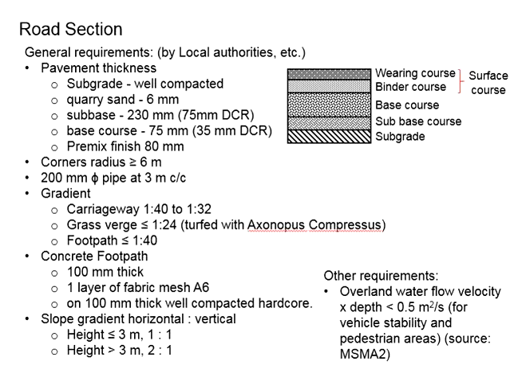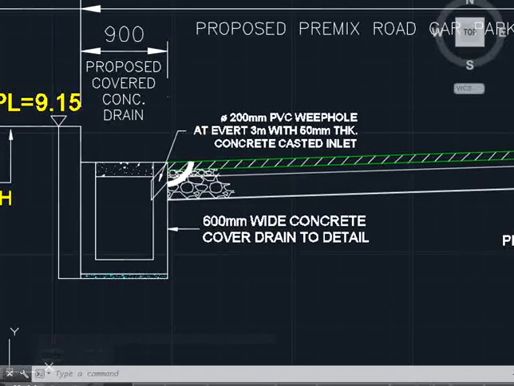For the other requirements, the corner radius needs to be at least 6 meters in order to avoid sharp turning. 200 mm size pipe spaced at 3 meters center to center as the weep hole, collecting the surface runoff from the road surface and directing it into the concrete drain. This is to prevent the ponding of water at the edge of the road while raining.